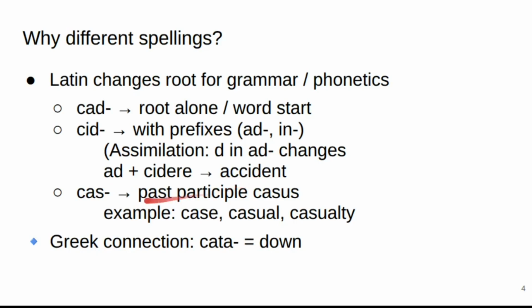Now, the spelling cas comes from the past participle form of cadere, which was casus, meaning a fall or an event. That form produced English words with cas, such as case, casual, and casualty. As a result, English inherited several spelling forms of the same root, cad, cid, and cas. And sometimes we even see a related Greek form, kata, meaning down. Let's look at English words that grew from each of these forms.